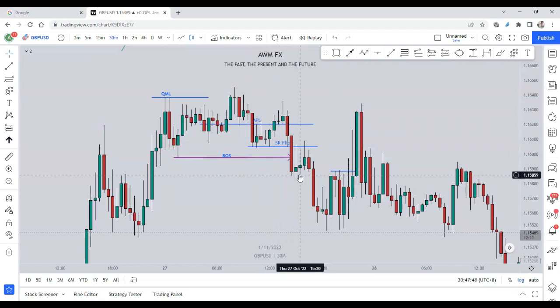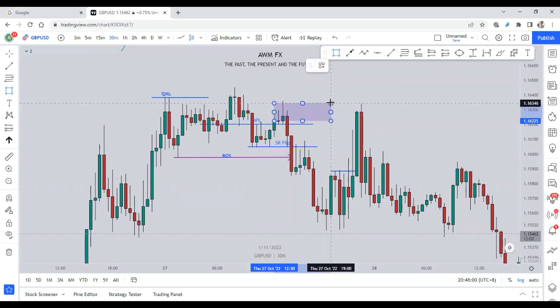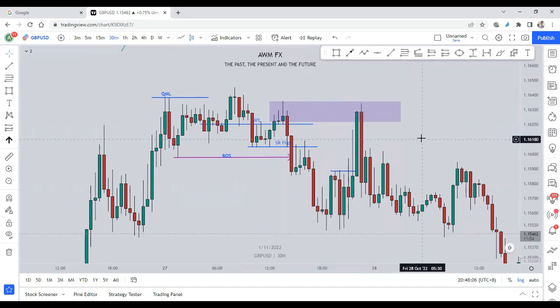So where is my decision point? The decision point is the supply zone above the MPL. So my decision point will be over here, a little bit lower. So this is my decision point and my entry area. It's very simple, very straightforward. So this is how you trade a QML, with all the elements there.